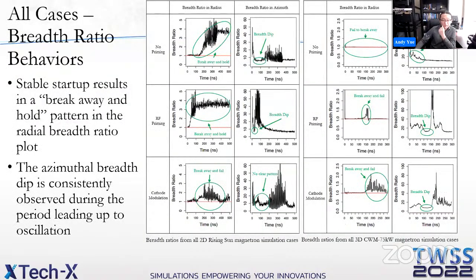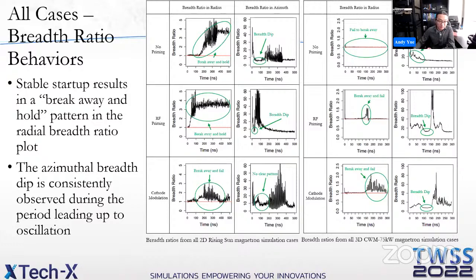Lots of work was done analyzing the simulation results. Here I will only show you the most exciting parts. Some interesting patterns become obvious when we put the breadth ratio plots of all cases together. That's all 6 cases across the 2 different models. The plot in the middle shows the rising sun magnetron cases, and the plot on the right shows the 3D CWM 75 kilowatts simulation cases.